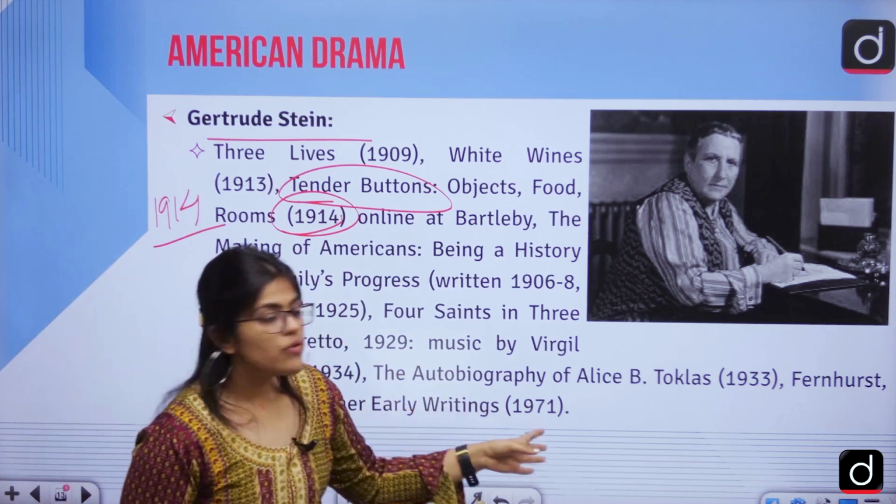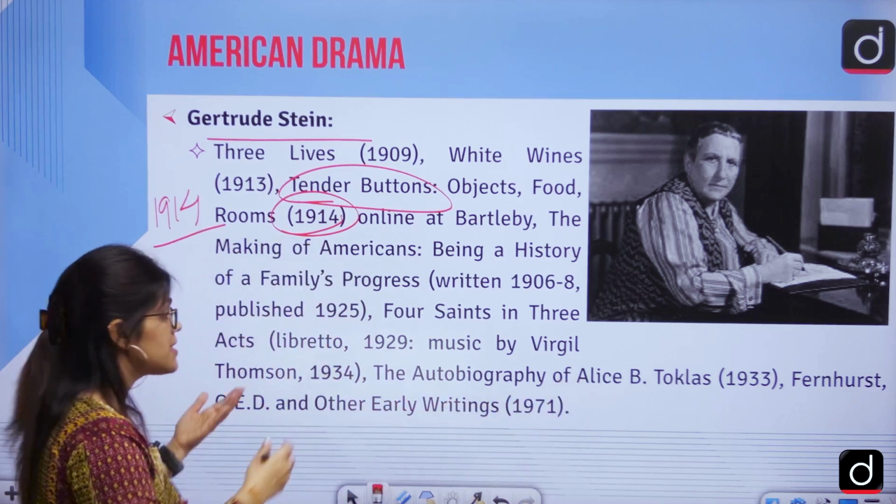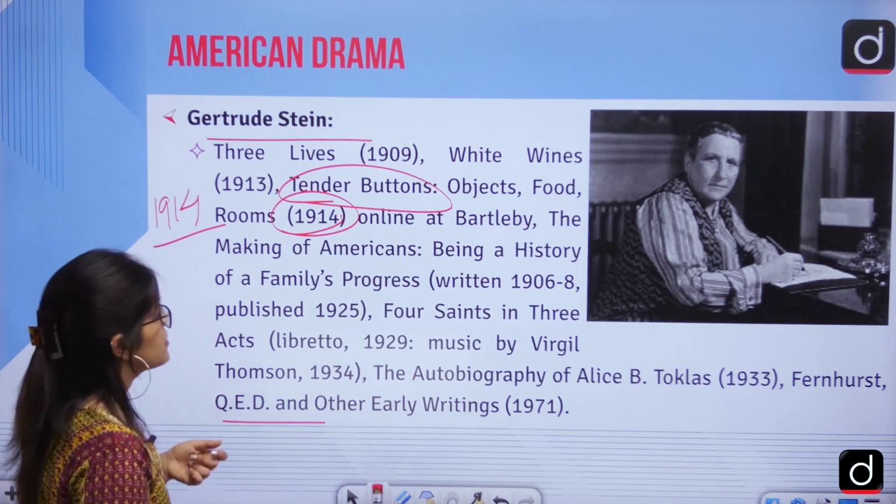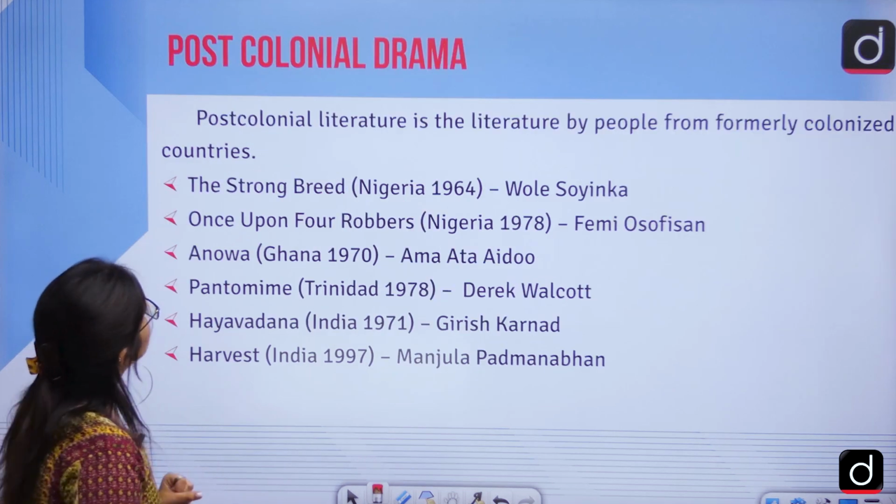Now there is The Autobiography of Alice B. Toklas, that is important. There is Fernhurst, Q.E.D., and other early writings are also there. Right? So you cannot leave these writers.